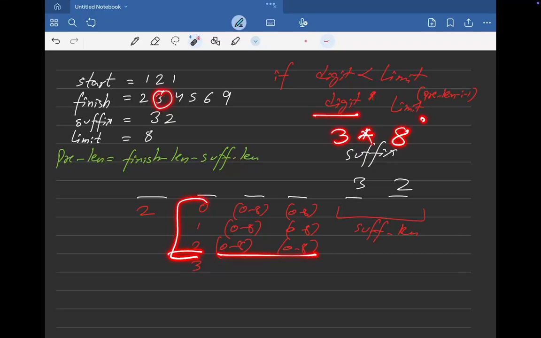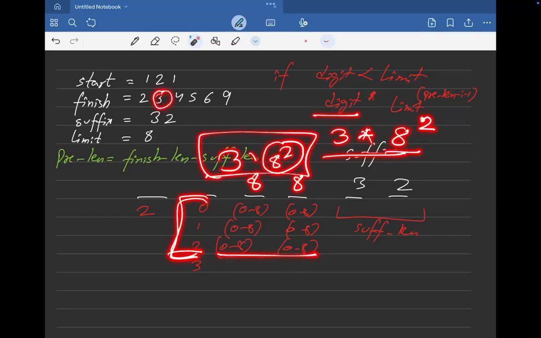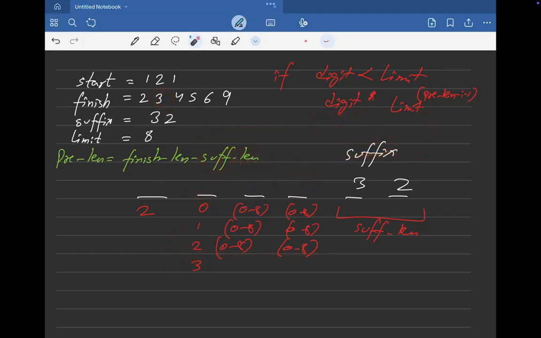The prefix length is 4. The ith value is 1. So 4 minus 1 is 3, 3 minus 1 is 2. So 3 multiplied by 8 raised to power 2. Since I have 8 and 8 choices, which is 8 raised to power 2, and here I have 3 different choices, which is 3 multiplied by 8 raised to power 2. Right? Makes sense? Let's continue.